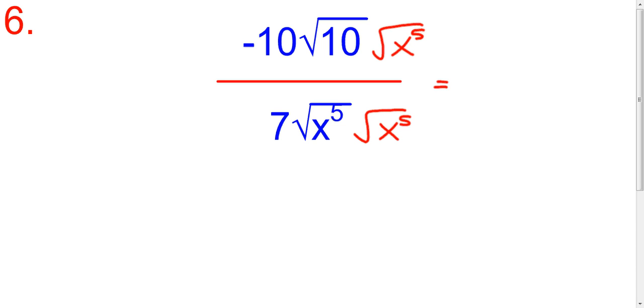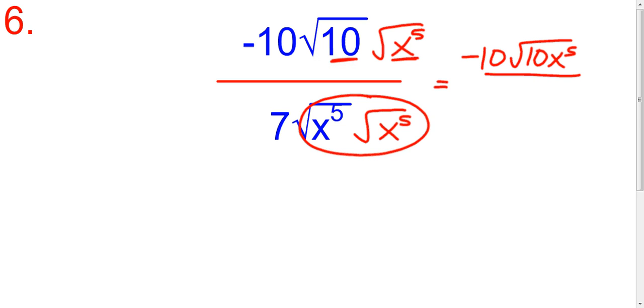On the top, out in front of the radical, I have a negative 10. And inside the radical, I will have 10 times x to the 5th. In the bottom then, when I take the square root of x to the 5th times square root of x to the 5th, basically that just gets rid of the radical and it leaves me what's inside. So on the bottom, I will have this 7 that's right here, and then x to the 5th, okay? So I would be done if I couldn't break anything inside that radical down.